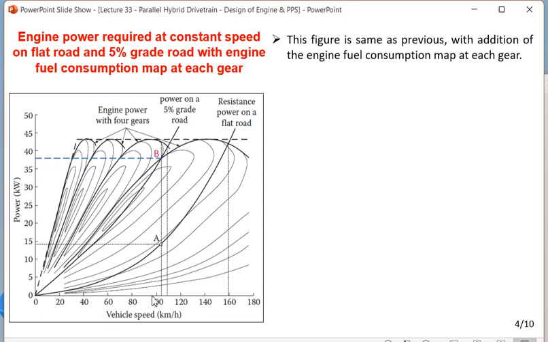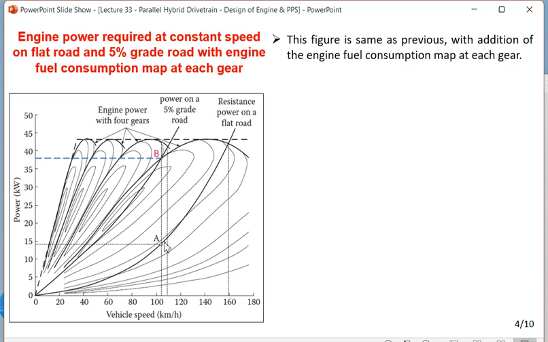It is the same graph, but many contours are shown, the power contours and efficiency contours for every gear. In this case, you can find the speed of around 105 or 103 km per hour. You are finding that for a flat road, this 103 km per hour can be produced by around 15 kilowatt or 13 kilowatt power. So the same point, same speed, you can project up. This is the graph of the flat road resistance power, point A. So 103 or 105 km per hour speed can be produced by 13 kilowatt.